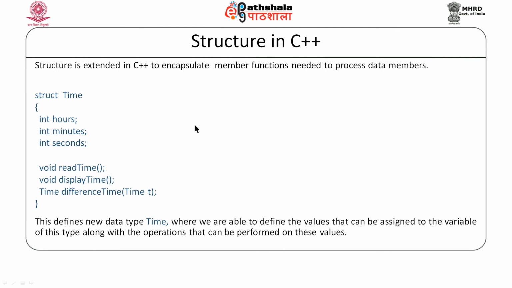So, you would see that the structure in C and C++ are conceptually different. In C, we are only able to encapsulate the data part of it. In C++, we are also able to encapsulate the operational part of it, or functional aspects of it, along with the data.